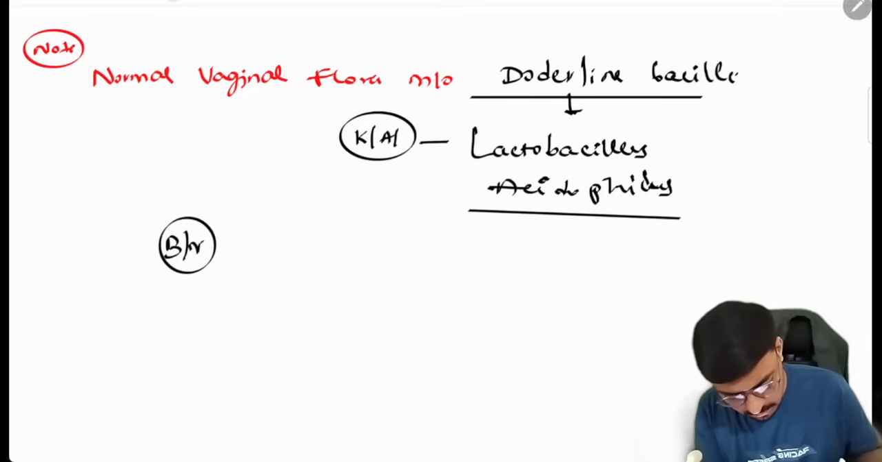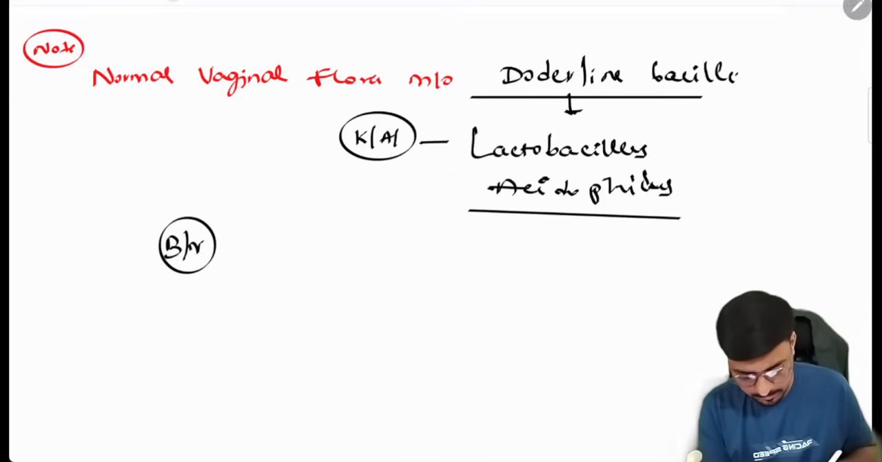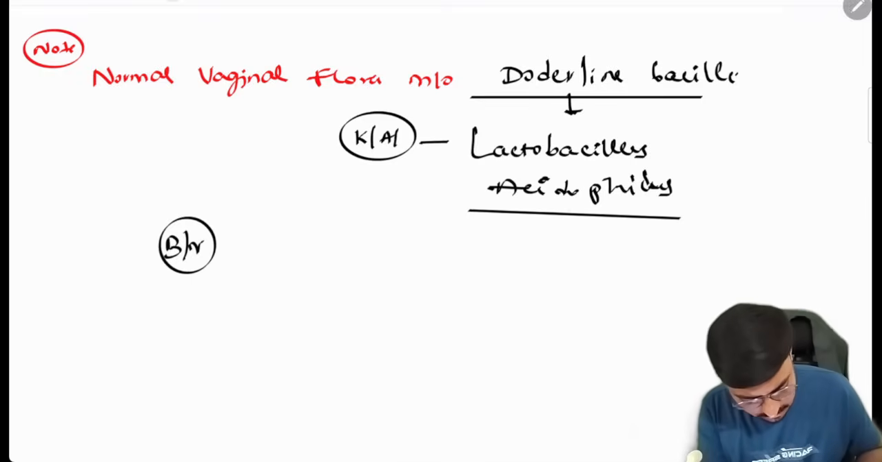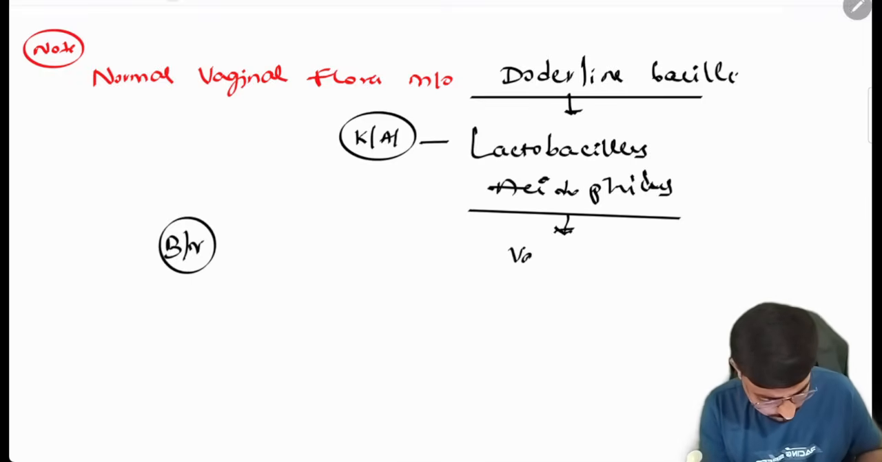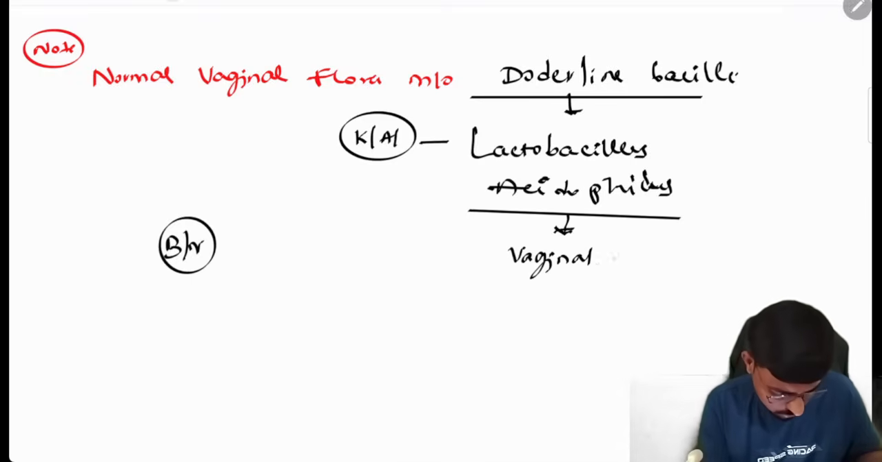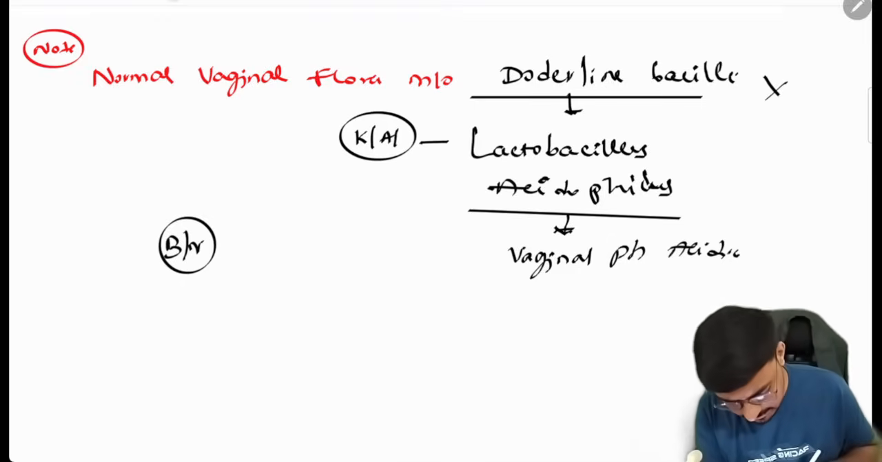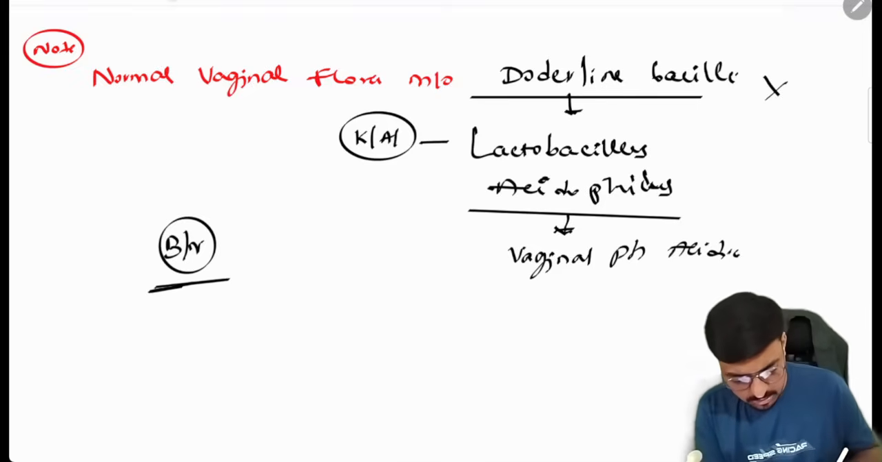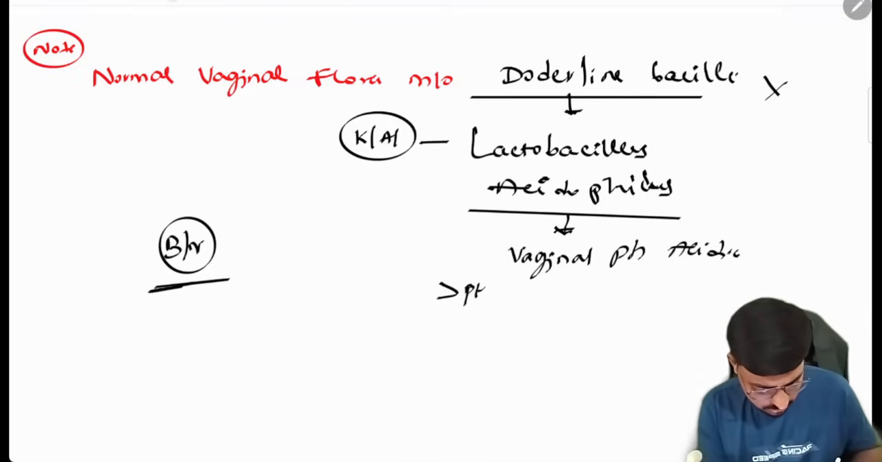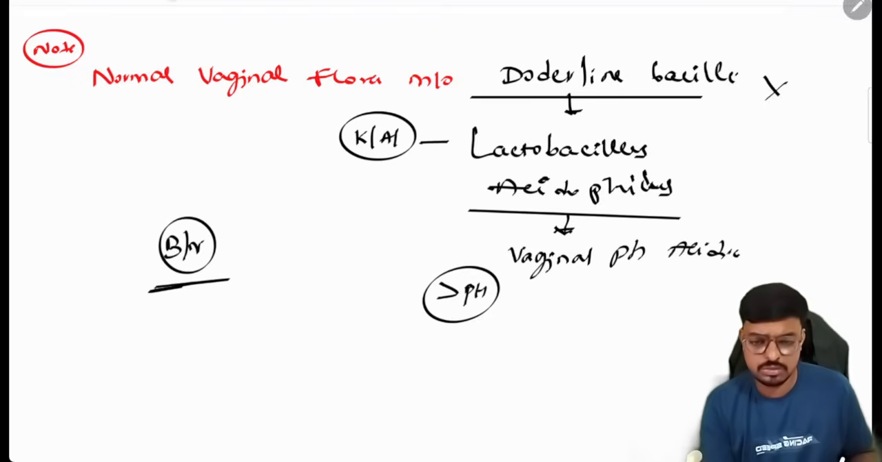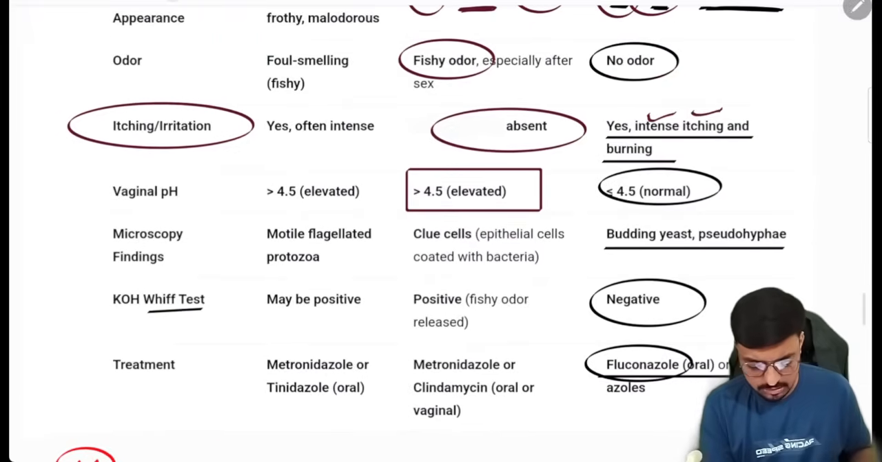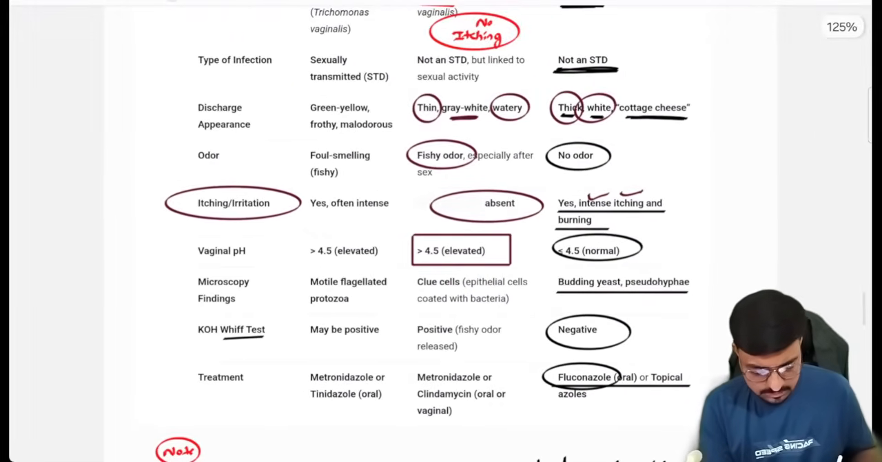Means it replaces the space of the Doderlein bacilli. The Doderlein bacilli are responsible for maintaining the vaginal pH acidic. So if the Doderlein bacilli are replaced by Gardnerella, the pH will increase, and the pH will become alkaline. That is the reason that when we check the pH in bacterial vaginosis, the pH will be increased. Okay, very important.